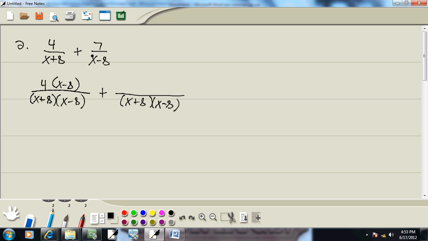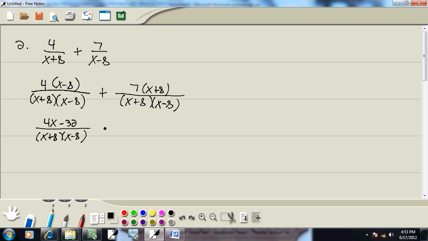Now, looking at my second fraction, had an x minus 8. That x minus 8 is still there. The new thing downstairs is the x plus 8. So we're going to put the x plus 8 up on top. Again, what you multiply by the bottom, you have to multiply by the top. So 4 times x is 4x. 4 times negative 8 is negative 32.